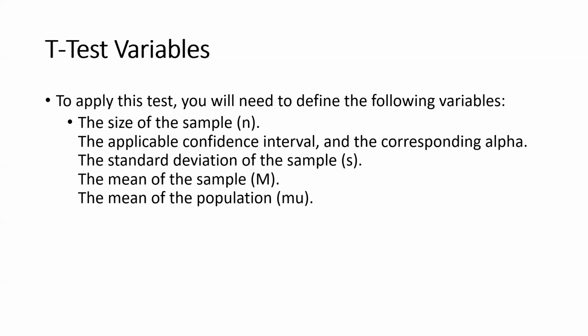So let's talk a little bit about some of the internal aspects of the t-distribution and its associated methodology. To apply this test, we need to define the following variables. We need the size of the sample, n, the applicable confidence interval and the corresponding alpha. Remember, alpha is typically assumed to be 0.05 with a corresponding confidence interval of 95%. We need the standard deviation of the sample, which is S, the mean of the sample, which is M, and the mean of the population, which is mu.